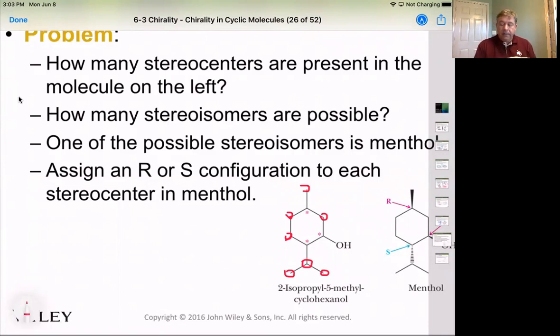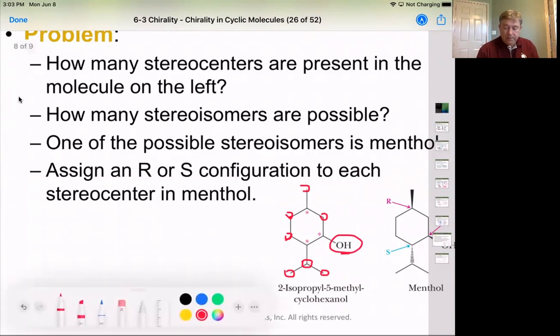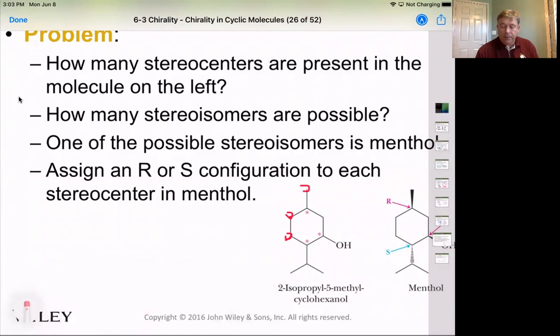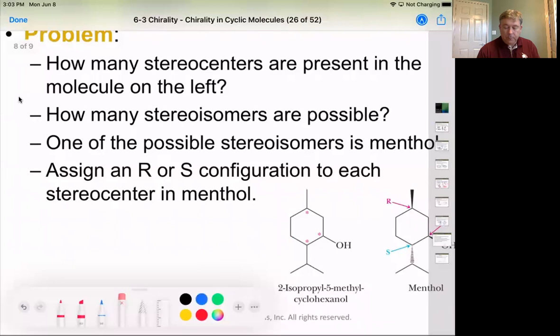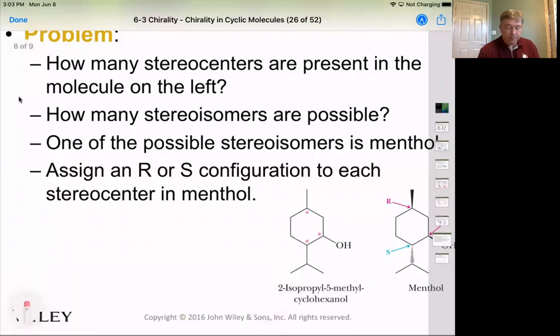Okay, so that leaves the other 3. The oxygen here only has 1 other thing bonded to it, so it doesn't have 4 things bonded to it. And so we don't have to worry about that. So let's take away all those. So now all we have to deal with is these 3 bonds here. These 3 stereocenters here. 1, 2, 3.